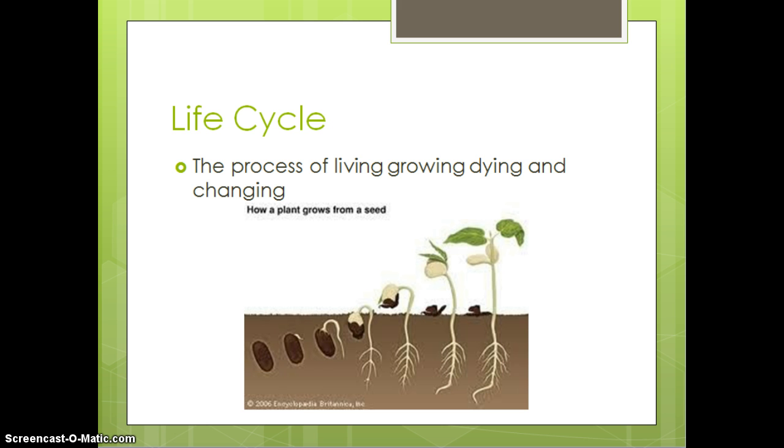The life cycle is the process of living, growing, dying, and changing. We felt it was important for students to understand this term because it is what they will be doing over the next few weeks. They will be watching their plant grow and change, and then they will see the plant die.